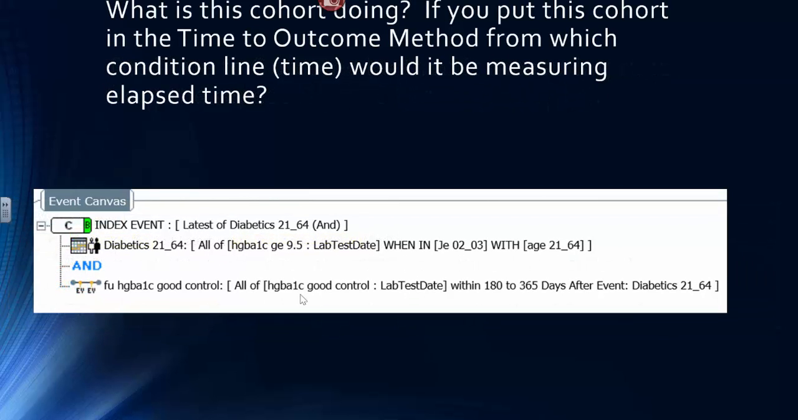So now take a look at this cohort. What is this cohort doing? Well, this cohort, again, has the original hemoglobin A1C greater than 9.5, and it has the follow-up in good control, but its index event line is pointing at the first line. So what it would be measuring, if you took this cohort and brought it to a study designer, it would measure elapsed time from the original date of diagnosis of hemoglobin A1C in the bad range.